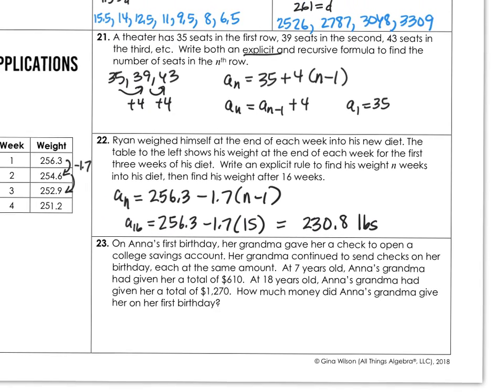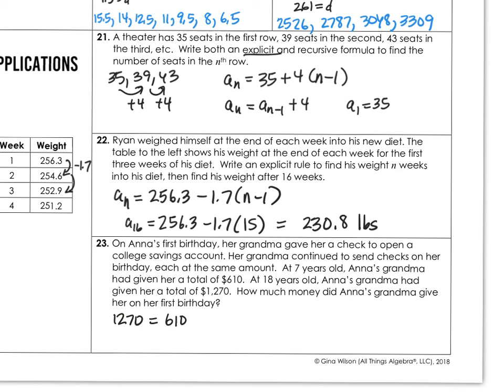On Anna's birthday, her grandma gave her a check to open a college savings account. Her grandma continued to send checks on her birthday, each at the same amount. At 7 years old, Anna's grandma had given her a total of $610. At 18 years old, the grandma had given her a total of $1,270. How much money did Anna's grandma give her on her first birthday? Let's see. Well, at 18, she gave her $1,270, and at 7, it was $610.